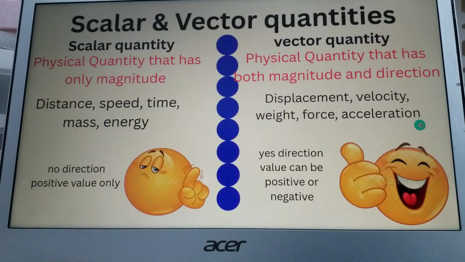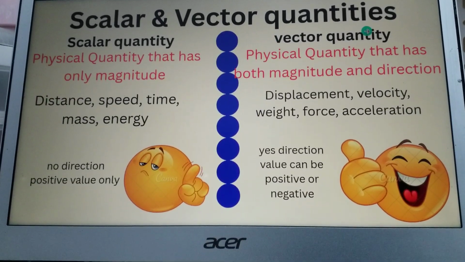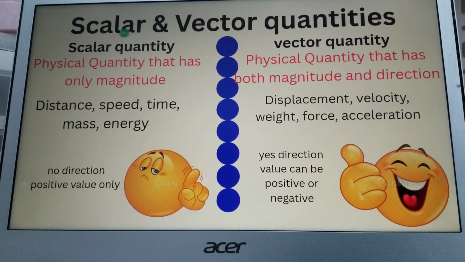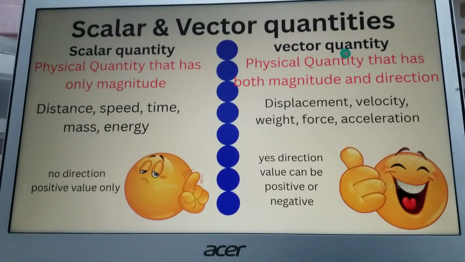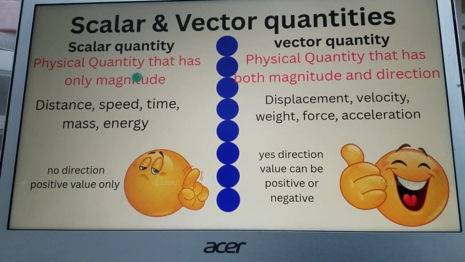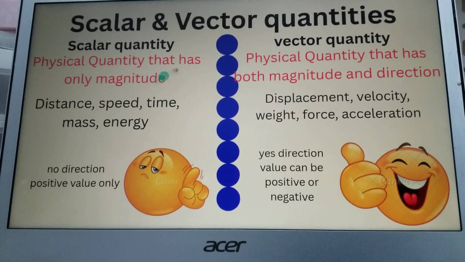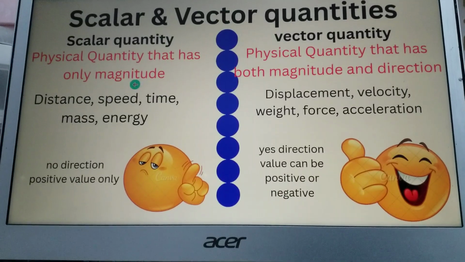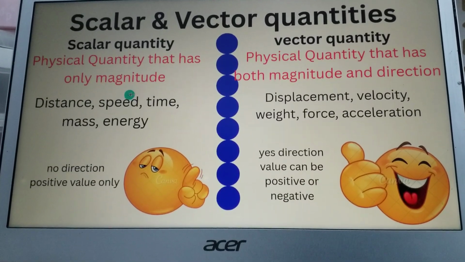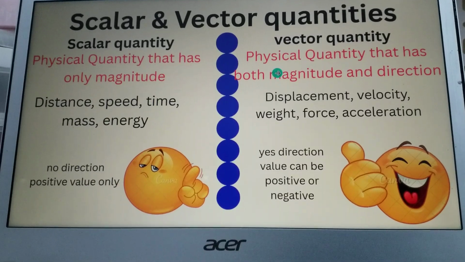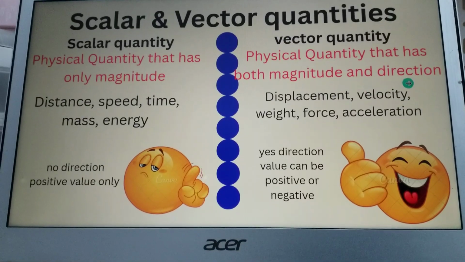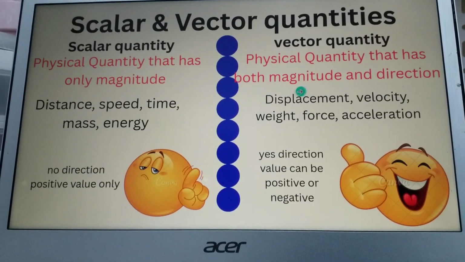Alright, let's move on. Scalar and vector quantities. Just now was base and derived quantities. Now, physical quantities in terms of scalar quantities and vector quantities. A scalar quantity is defined as a physical quantity that has only magnitude. We need to memorize this as it is a definition. Magnitude is the value. And vector quantities are physical quantities that have both magnitude and direction. That means it has the value and it also shows the direction of the quantity.